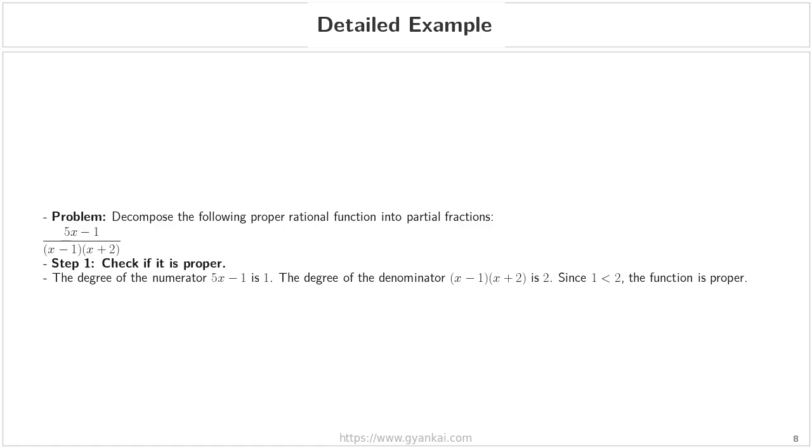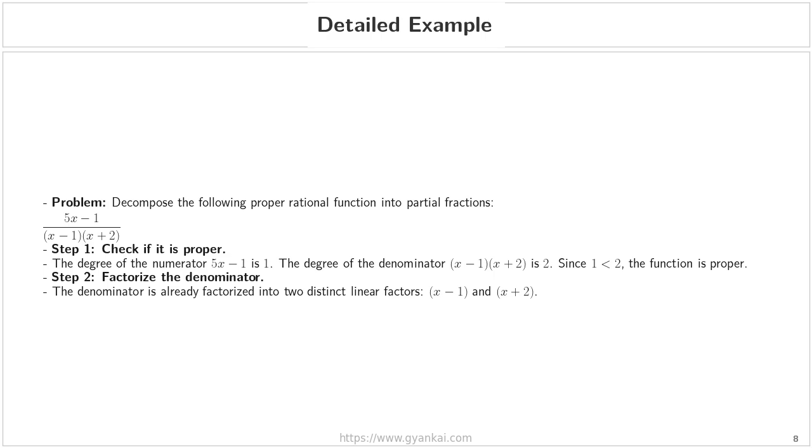First, as we always do, we need to check if this is a proper rational function. Remember, a proper function means the degree of the numerator, that's the highest power of x in the top part, is less than the degree of the denominator. The numerator, 5x - 1, has a degree of 1. If we expand the denominator, (x - 1)(x + 2), we get x² + x - 2, which has a degree of 2. Since 1 is indeed less than 2, our function is proper, and we can proceed.